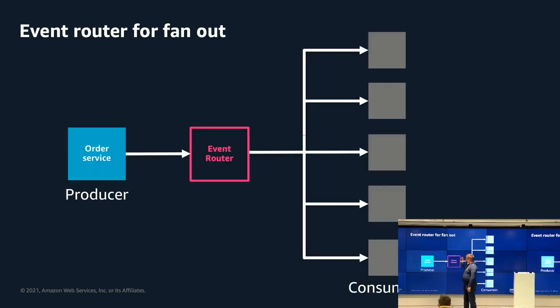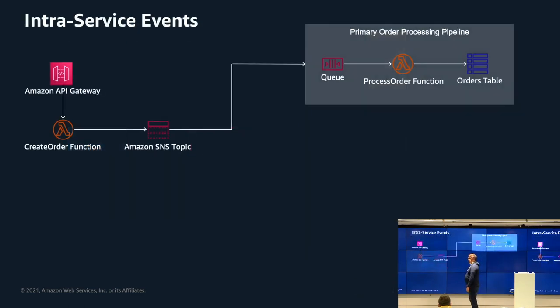Now, our architecture can look like that. We put the event router in the middle for fan-out, and now we have decoupled the producer from the consumers, so we don't have coupling problems. And also a little bit about the inter-service events here, just to finish with the routers.